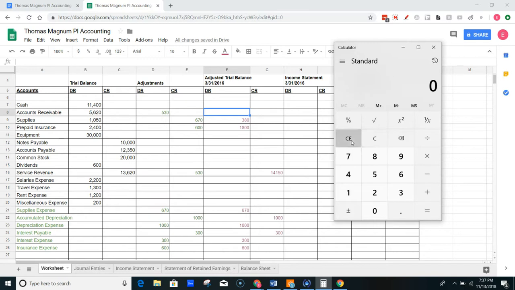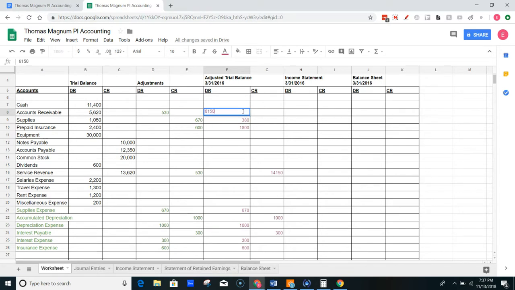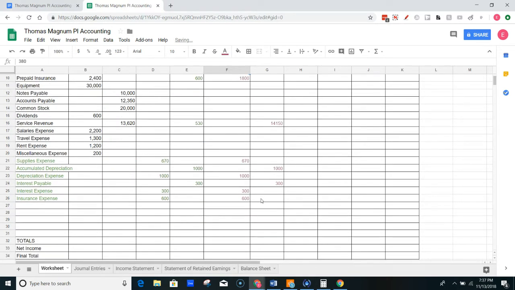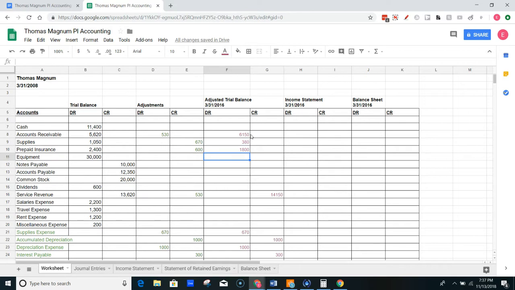I know that those are going to add because they're both debits. So I got 5,620 plus 530, 6,150 right there, and I'm good to go. Right now, I need to fill in the rest to finish my adjusted trial balance. So I'm going to go ahead and do that.